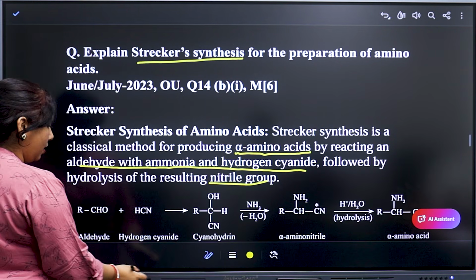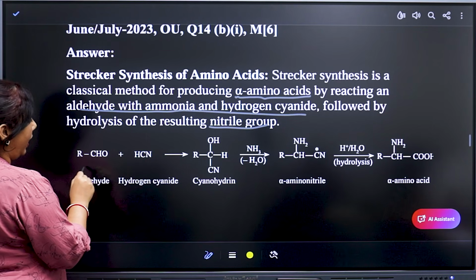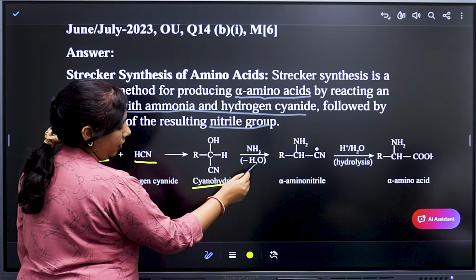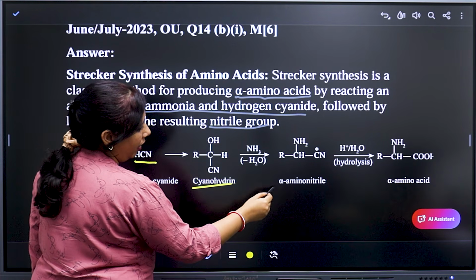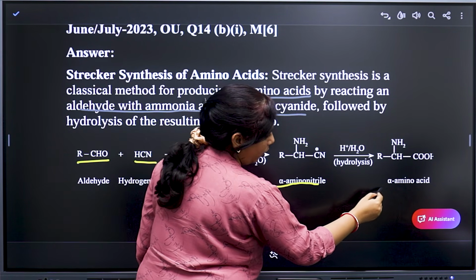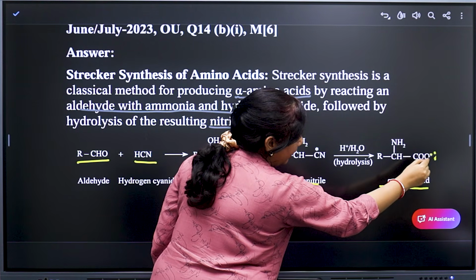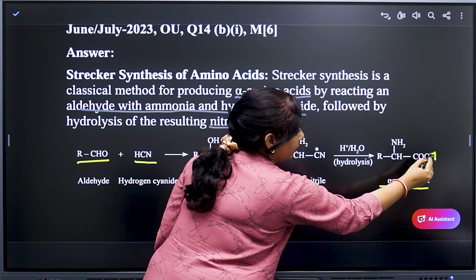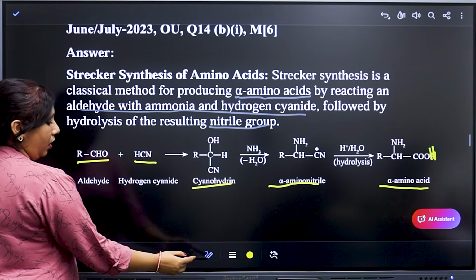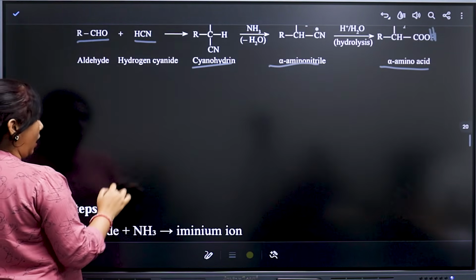Let us see what happens. This is the general reaction: aldehyde and hydrogen cyanide give the cyanohydrin. This on reaction with ammonia gives alpha amino nitrile. This on hydrolysis produces the alpha amino acid, with COOH. Right?